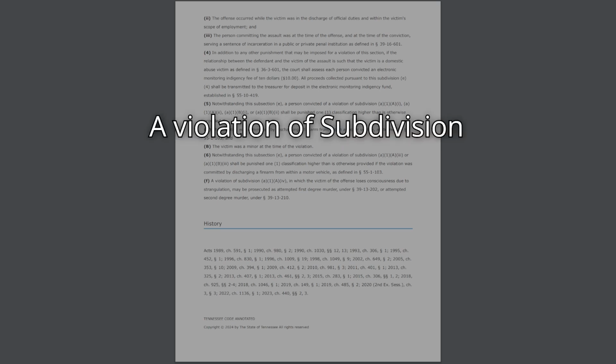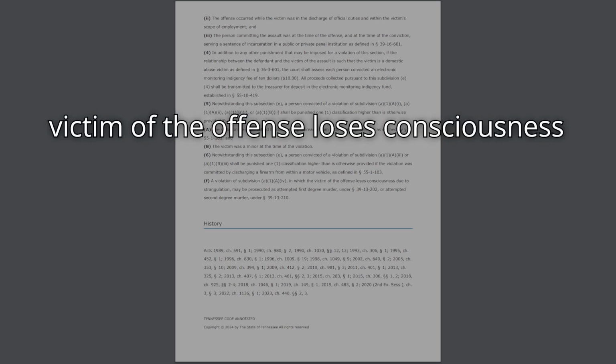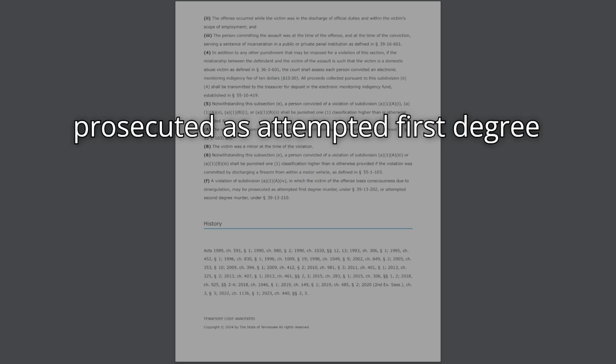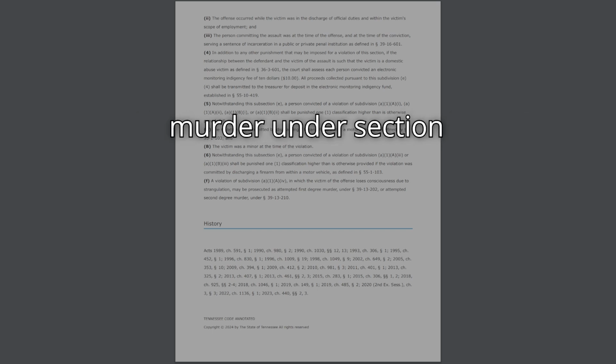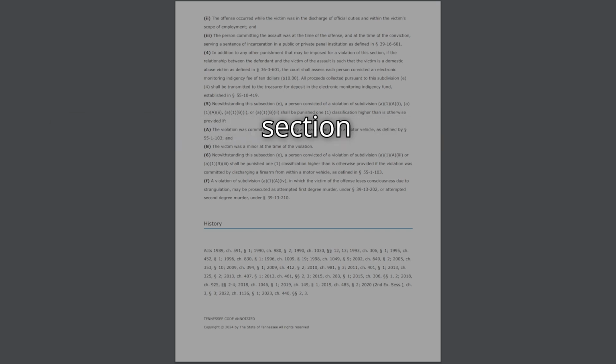A violation of subdivision A(1)(A)(4) in which the victim of the offense loses consciousness due to strangulation may be prosecuted as attempted first-degree murder under Section 39-13-202 or attempted second-degree murder under Section 39-13-210.